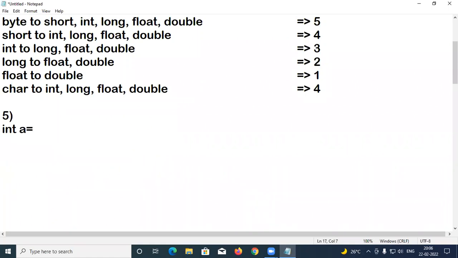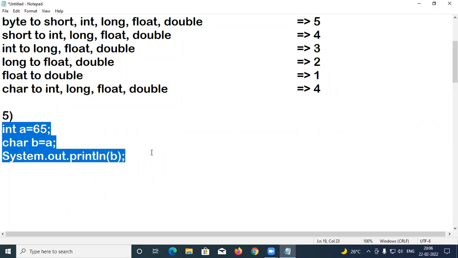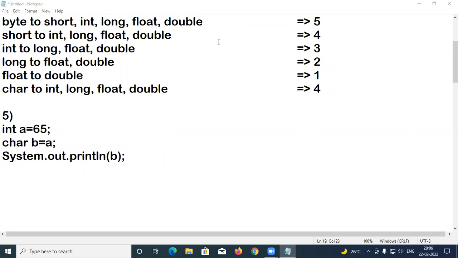Integer A equal to 65. Character B equal to A. System.out.println B. Is it valid or not valid? Give me answer. How many people answer not valid? Invalid. Okay. Next. How many people answer valid? Valid, no one is there. Okay.